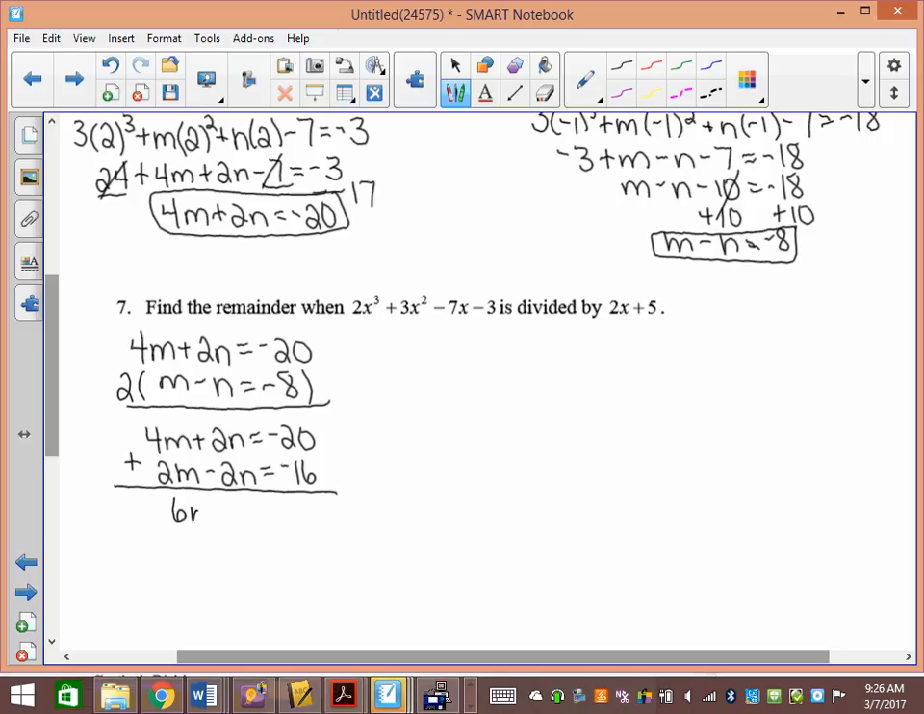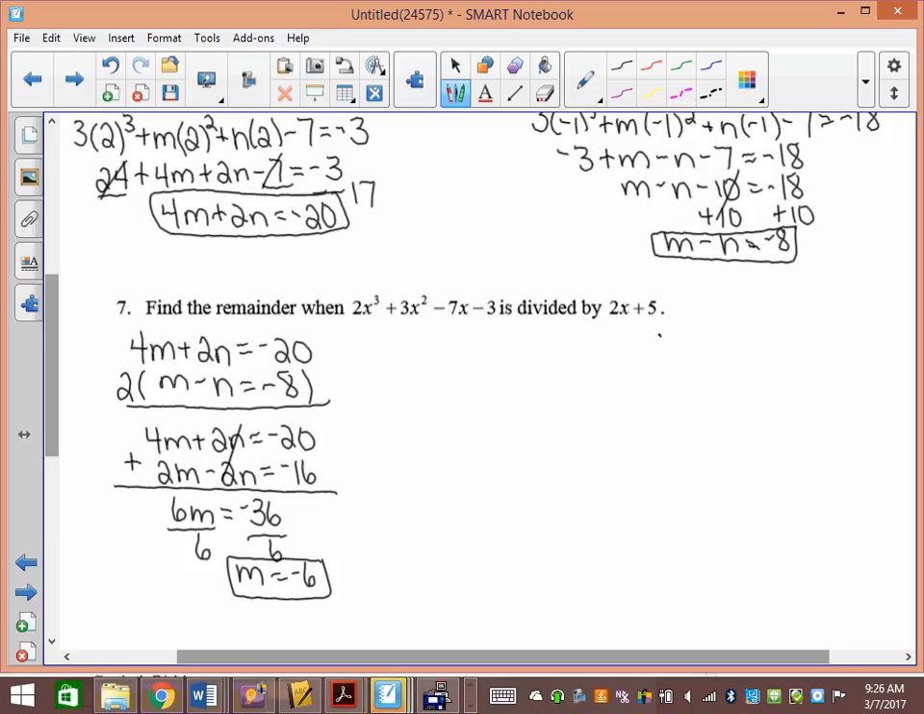So I'm going to get 6m. These are going to cancel. Equals negative 36 when I add those. Divide by 6. And I get m equals negative 6. So now I have m and I need n. So either of the boxed equations, and that's why I box them, I can plug it into either of the boxed equations and get m or n. I'm personally going to choose the second one because it doesn't have any coefficients in front of my m's and n's. But if you pick this one over here, the 4m plus 2n, and fill it into there, it'll get you the same answer. Okay?